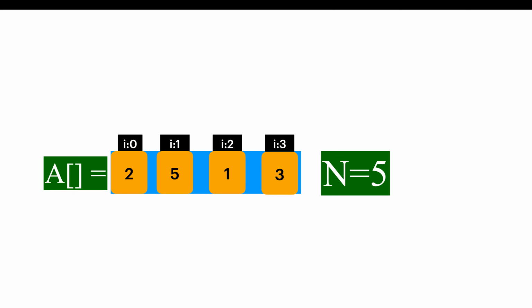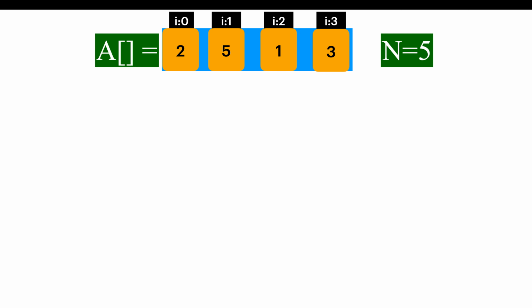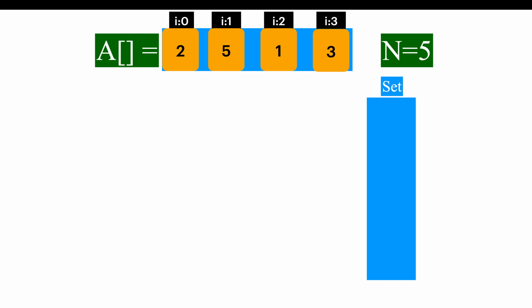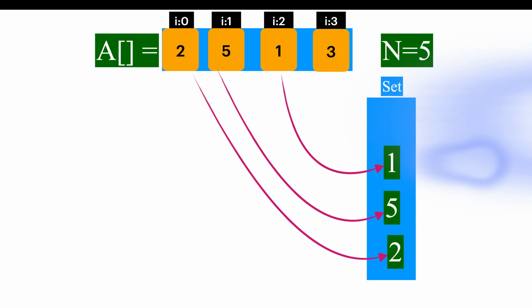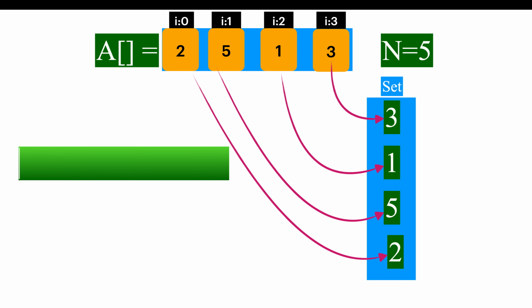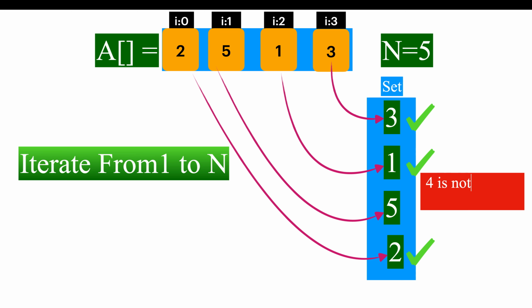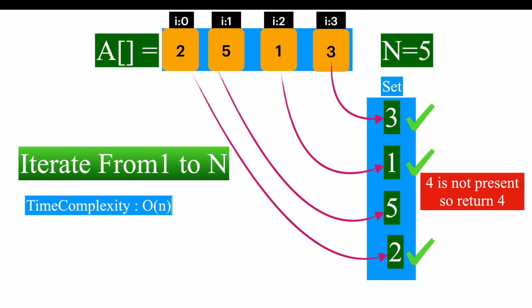So let's move on. One simplest solution will be we maintain a set, we copy all the elements into the hash set and later we will compare. So we copy 2, 5, 1, 3. Then we iterate from 1 to n and we check in the hash set. So 1 is present, 2 is present, 3 is present. As 4 is not present, we return 4. So the time complexity is linear because we are traversing from index 0 to n minus 1, and the space complexity will also be linear because we copy all the elements into the set.